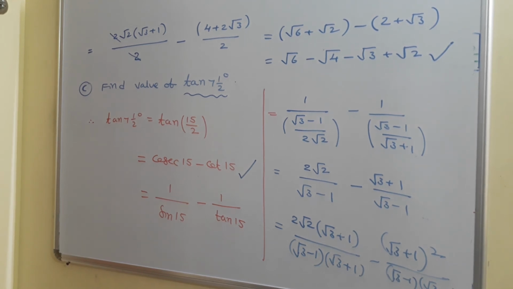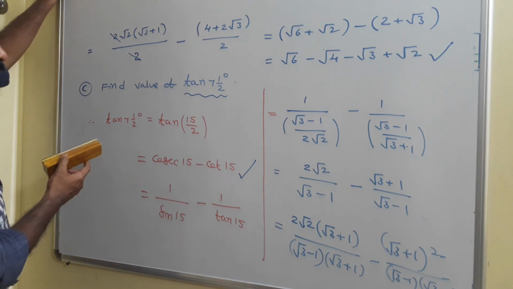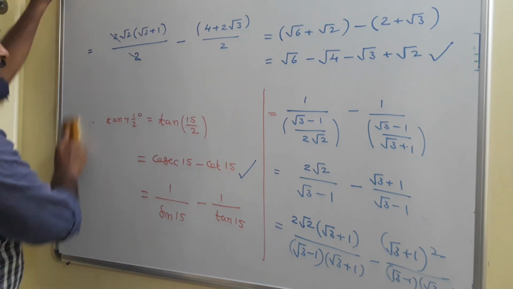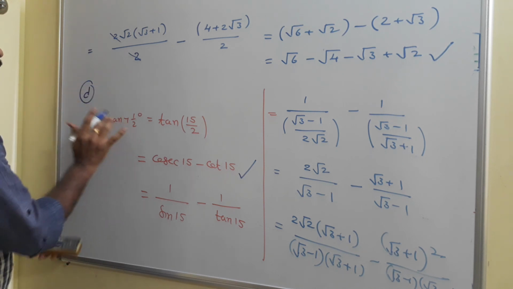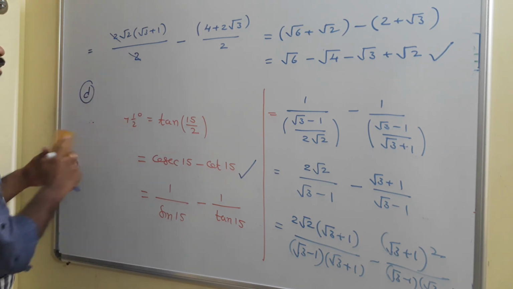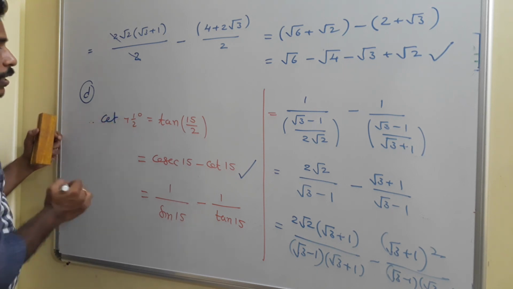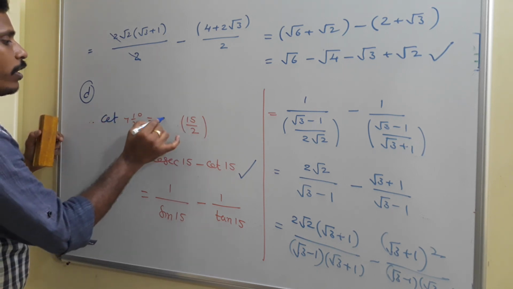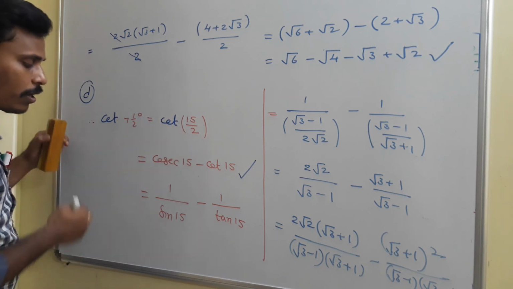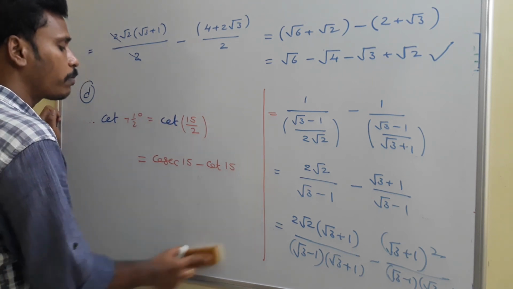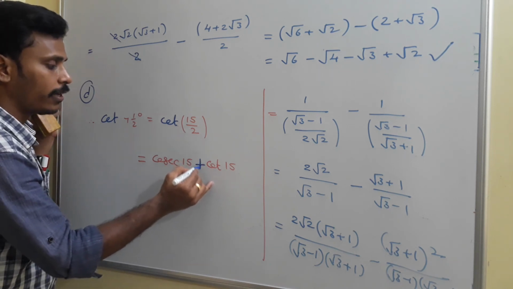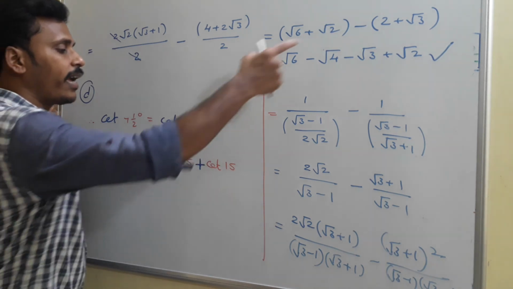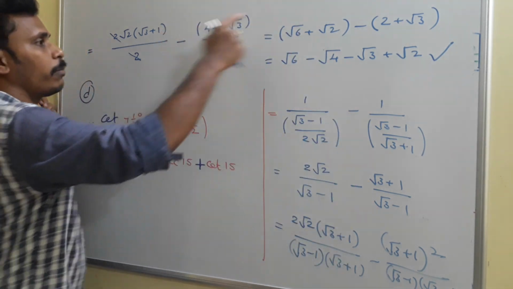7.5 degrees. And suppose they ask you to find cot 7.5, what will happen? Instead of tan, if I am trying to find cot 7.5 degrees, what will happen? I can rewrite this tan 15 by 2 as cot 15 by 2. And cot 15 by 2 is cosecant 15 plus cot 15. Here you will get a plus sign. Since here it is a plus sign, again you need to simplify everything with the plus sign in between them.